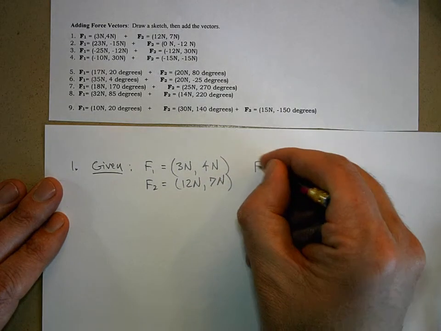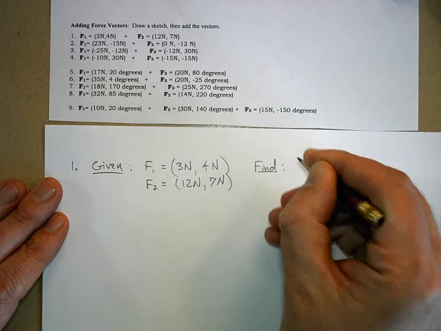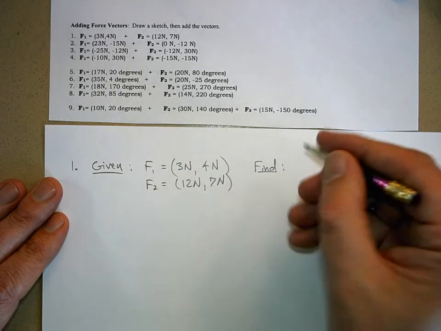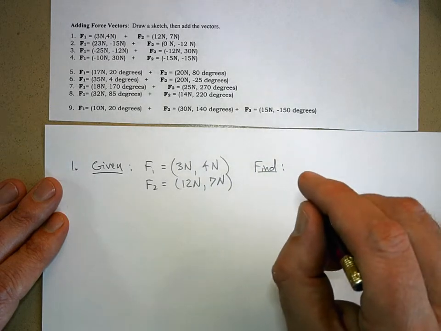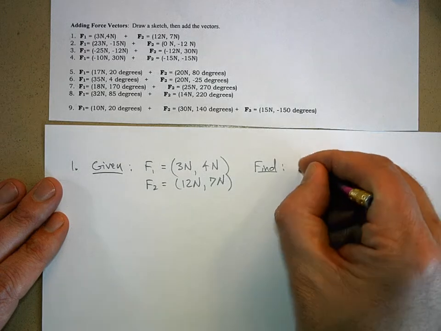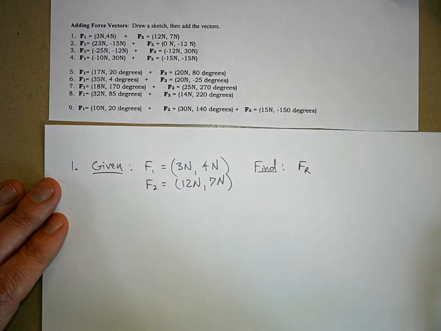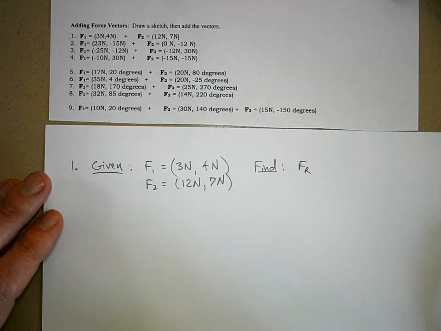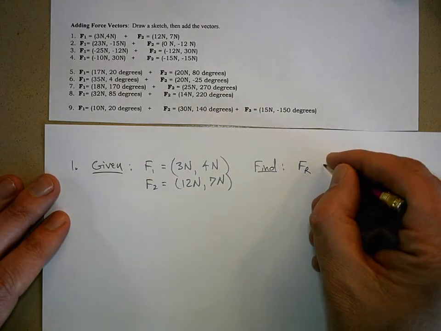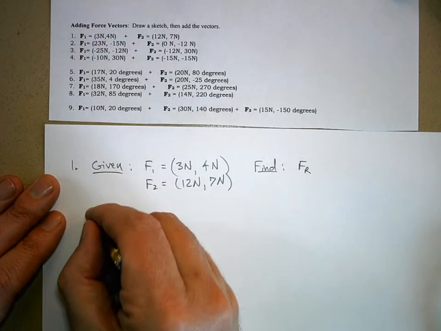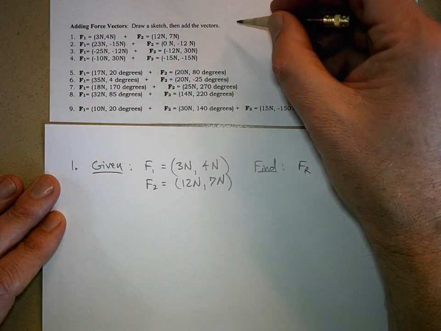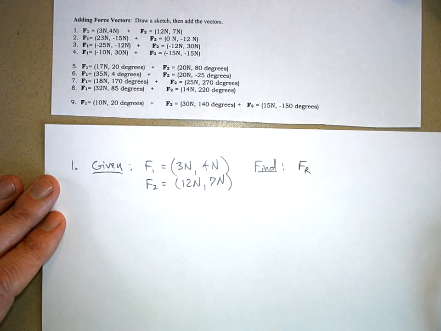What is it that we want to find? Well, we want to add the forces together. We're going to call that the resultant force vector. I'm going to call that F sub r, the result of adding F1 and F2. And I want all answers here in polar coordinates. I didn't put that in the directions, and I should have. All answers in polar coordinates.